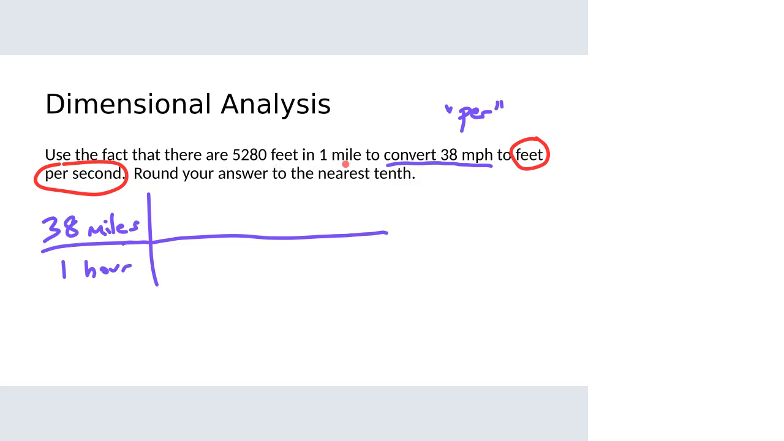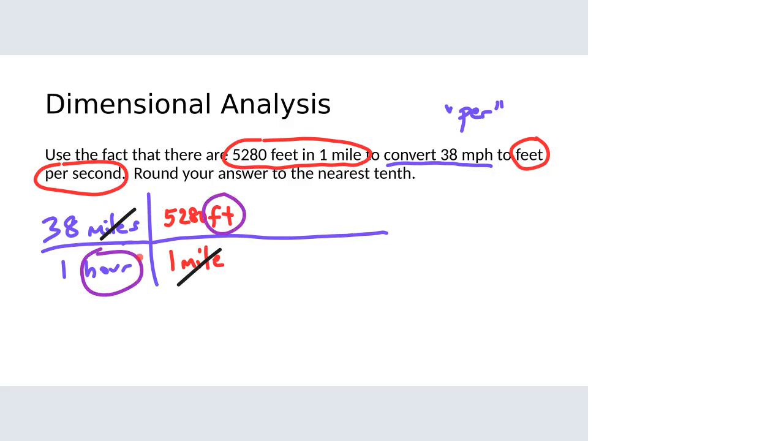Well, I've got this unit fraction right here, 5,280 feet in 1 mile. I want miles to cancel, so I'm going to put my 1 mile on the bottom and my 5,280 feet on the top. Miles are going to cancel, and at this point, if I were to quit right now, what I have is feet per hour. Well, the question said get feet per second. So I'm not done yet, but I am closer. At least I have the feet part down.